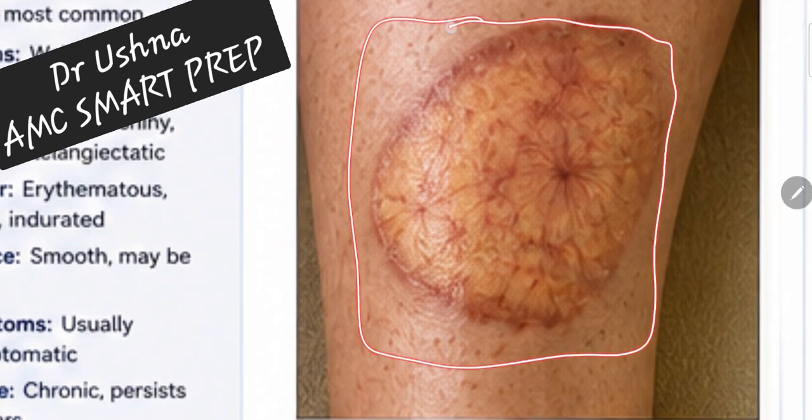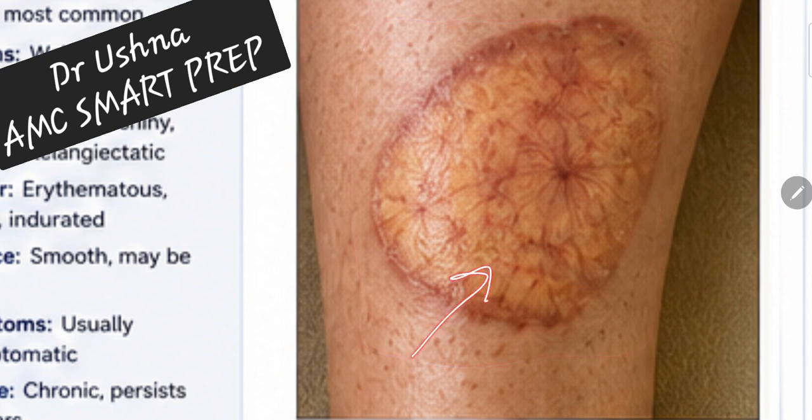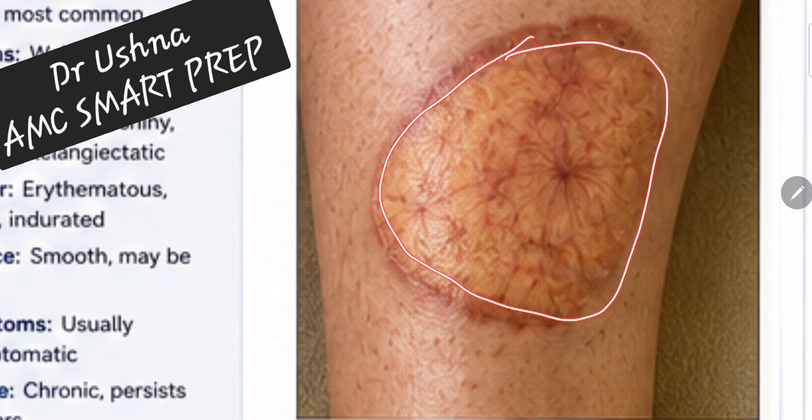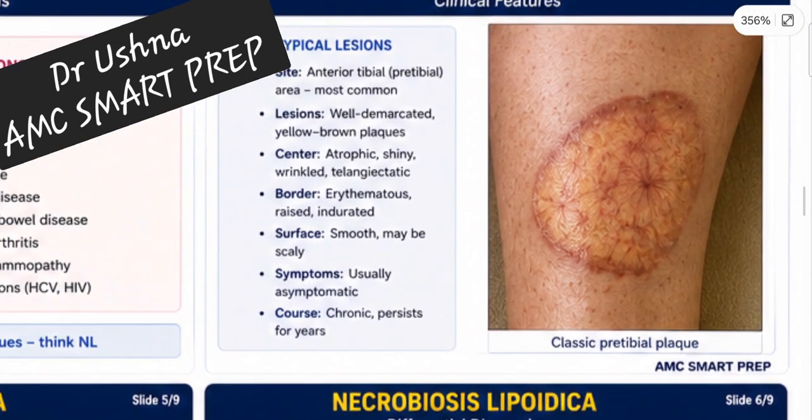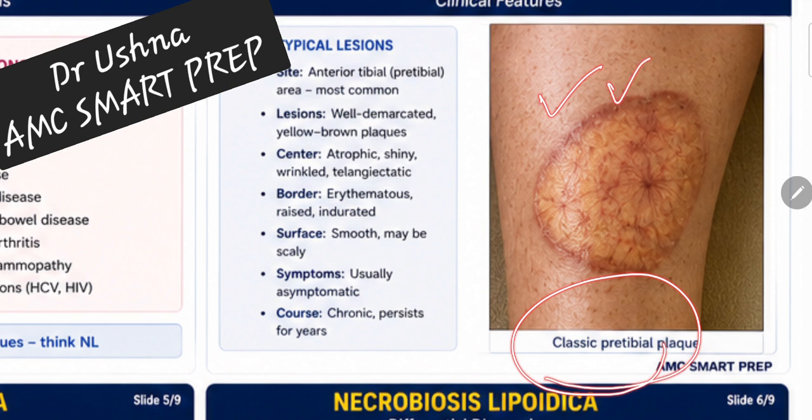Typical location is the shin. You can see this is an atrophic plaque. The skin is thinned out. You have prominent capillaries, which is telangiectasia, and you are going to have this hyperpigmented, violaceous border in the surrounding structure, and the plaque has a yellowish appearance. You can compare that yellowish color to lipid deposition, which plays a role in the pathology of necrobiosis lipoidica. That's why on your histology you are going to have lipid droplets. Okay, so this is a very important plaque. You need to remember this picture as a visual memory for your exam.